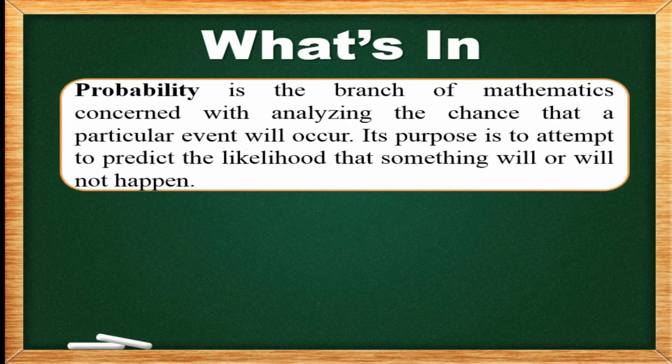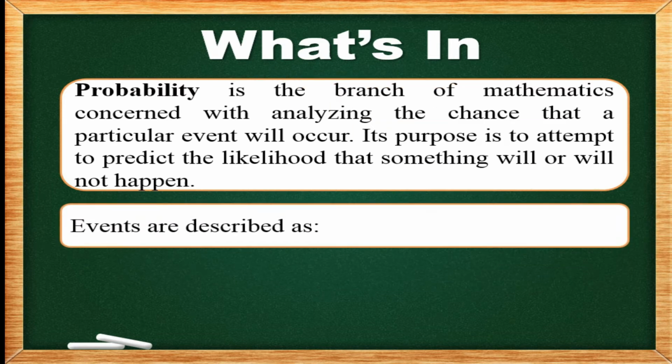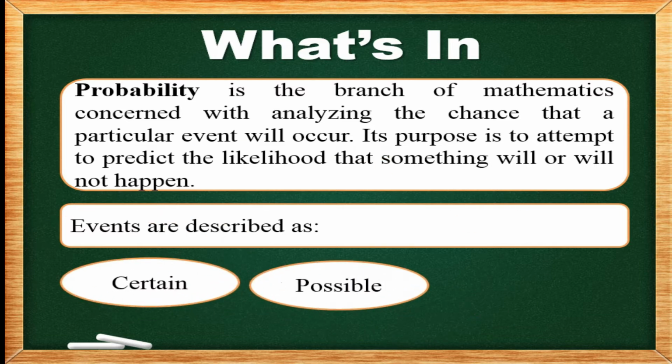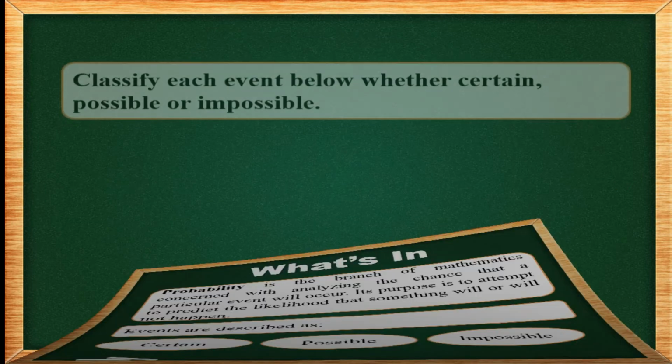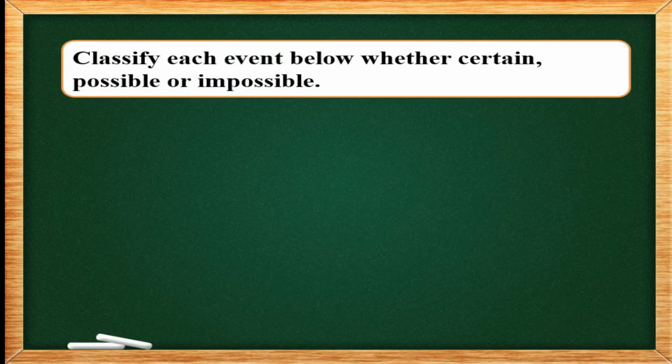Probability is a branch of mathematics concerned with analyzing the chance that a particular event will occur. Its purpose is to attempt to predict the likelihood that something will or will not happen, so that we have described events as certain, possible, and impossible. Now let us classify each event below whether it's certain, possible, or impossible.